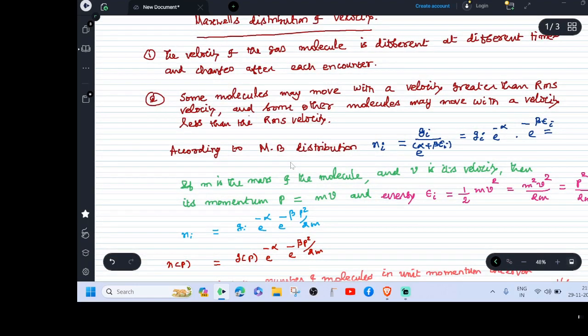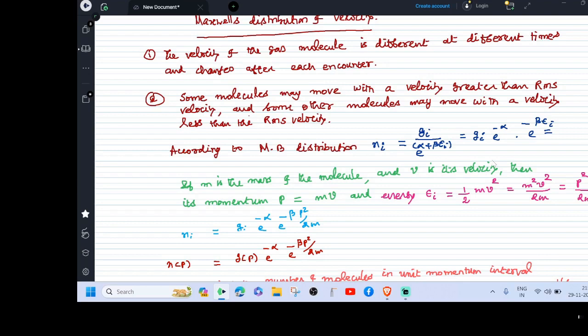According to Maxwell-Boltzmann distribution, the number of particles occupying a particular state is given by the formula n equal to g divided by e power alpha plus beta into ei. Then this is modified as g into e power minus alpha into e power minus beta into ei. Now we have to find out the value of ei using the formula half mv square, that is kinetic energy.